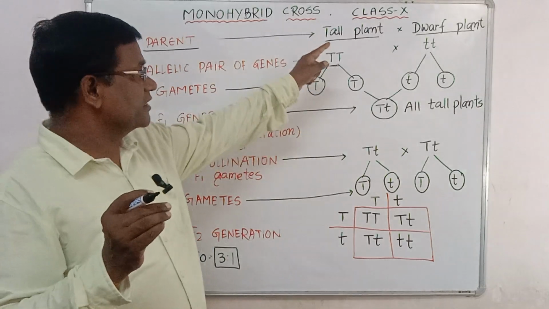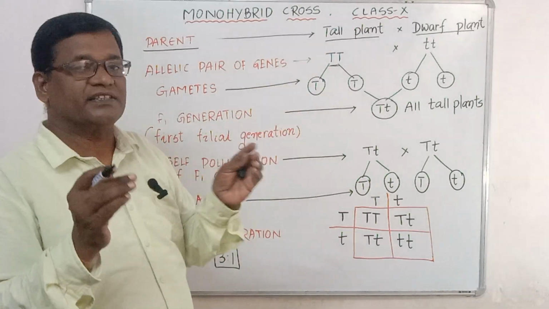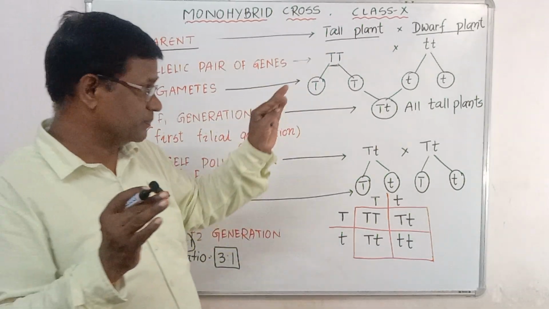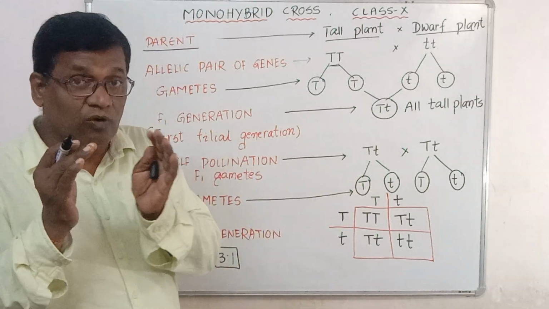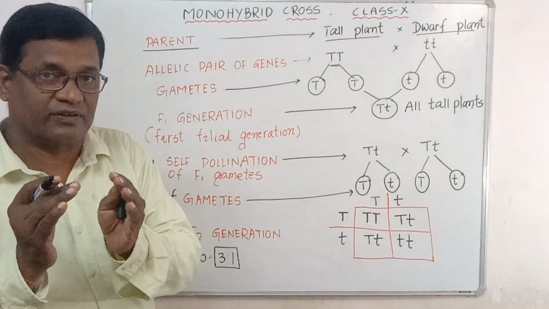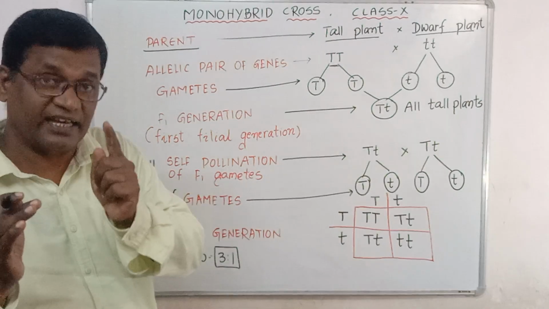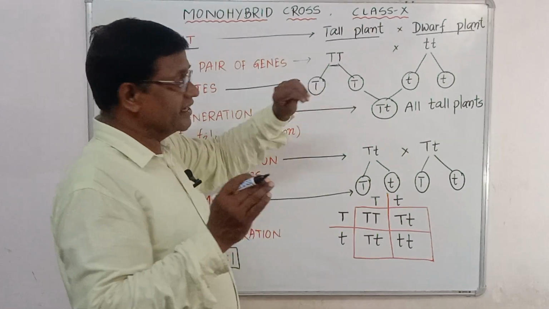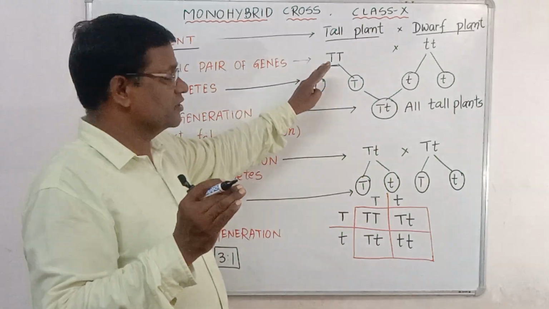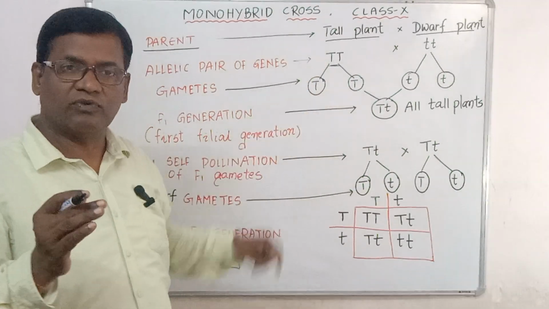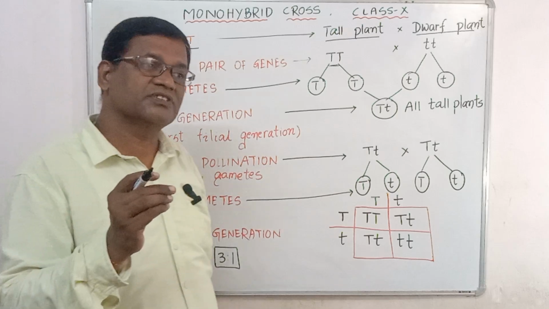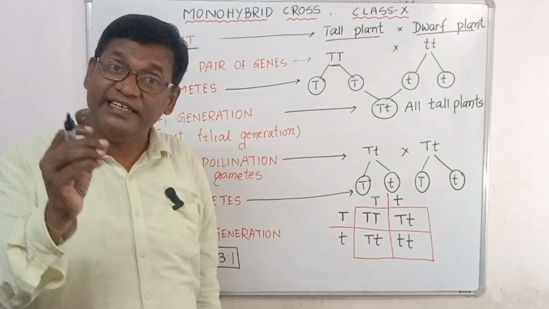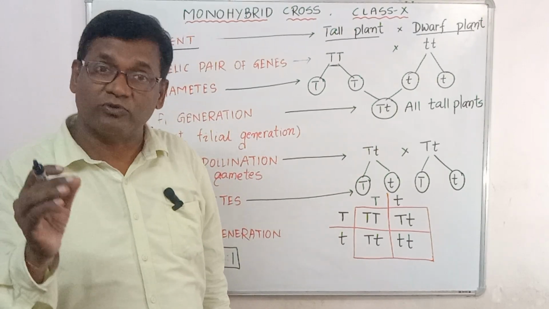And why do you take the tall plant? Because the tall plant is dominant. Because Mendel did this experiment taking a single character, that is the height of the plant. It is a single character he took for consideration. When he took the tall, it is the pure tall. That's why it is called capital T. What is the pure tall? Pure tall means it doesn't contain any allele besides this particular character.